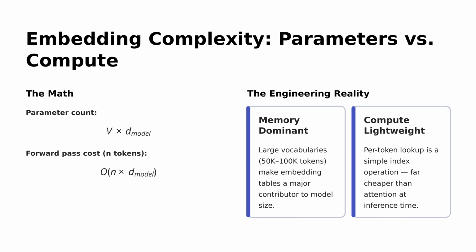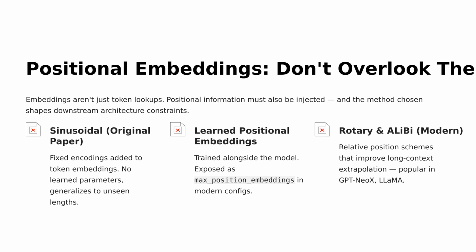This slide highlights the trade-off in embeddings between parameters and compute. The embedding table can be very large because its size scales with vocabulary size times hidden dimension. So, with 50 to 100,000 tokens, it becomes a major part of model memory, but computationally, embeddings are cheap. For each token, inference is basically just a lookup and retrieval step, much lighter than the matrix operations and attention layers that follow.